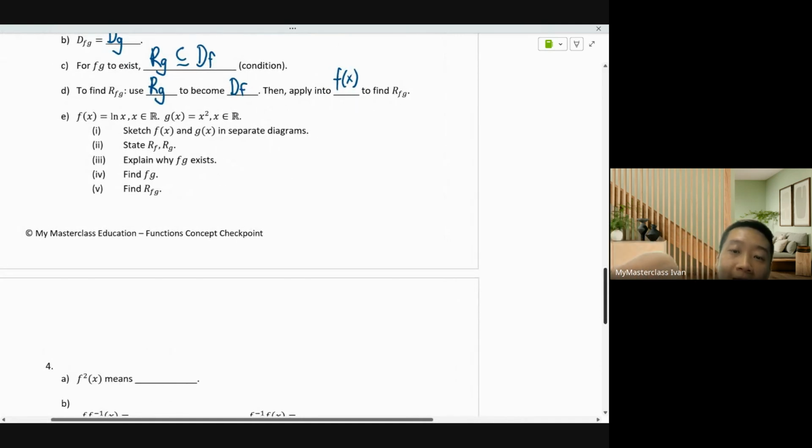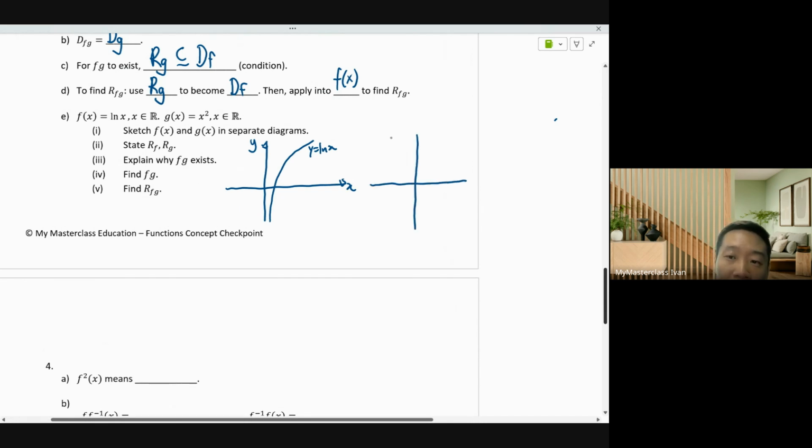Okay, y equals to ln x. How to draw? Must know. Okay. So this is y equals to ln x. Y equals to x squared. How to draw?